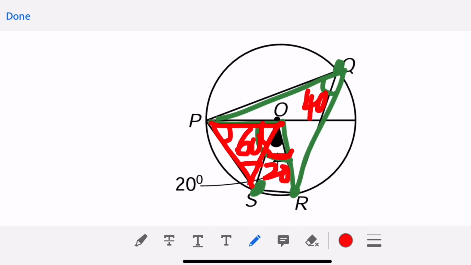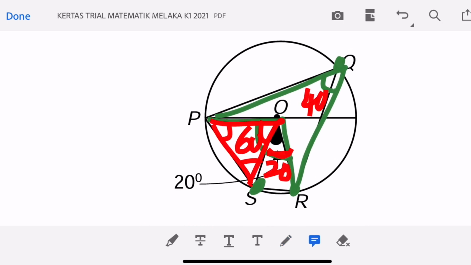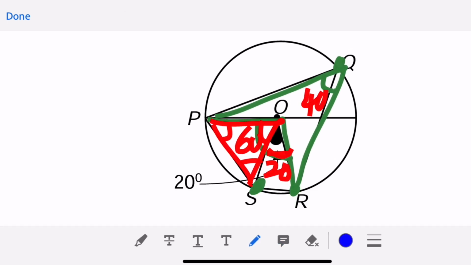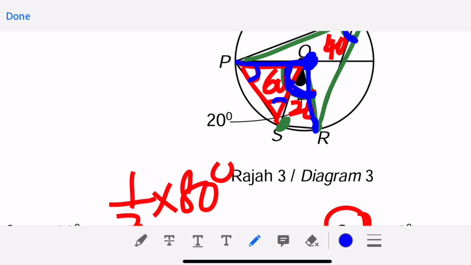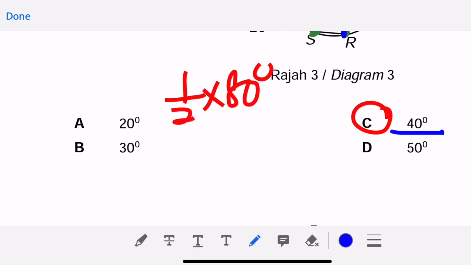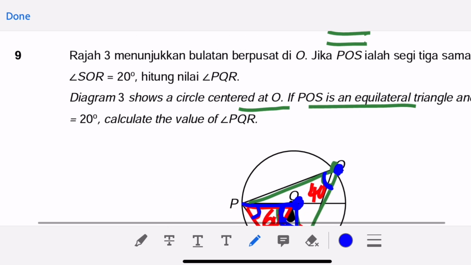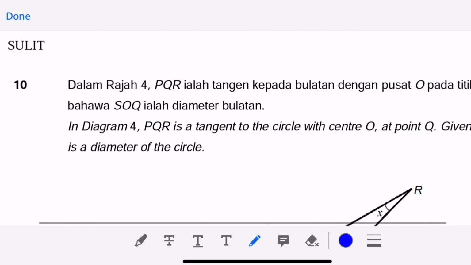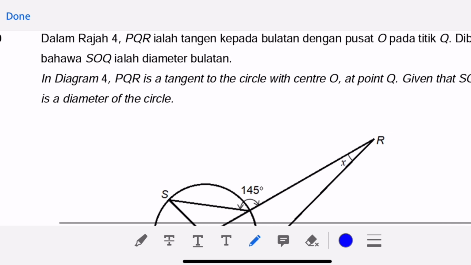Got it? Again, I explained to you. This is equilateral, so every angle here is 60, and here is 20, so total here is 80. 80 is the angle at the center O. And then this angle is the angle at the circumference. So it's half of the 80, which is 40. Right, so the answer is 40 for question number 9.